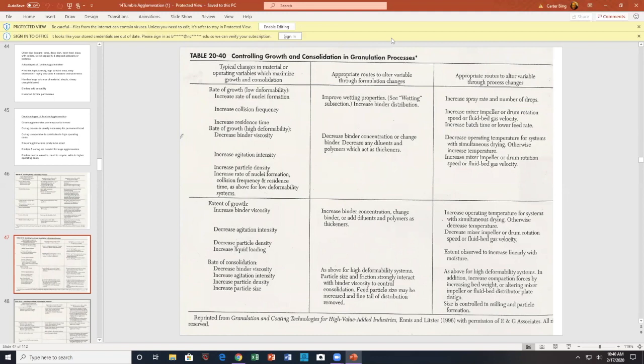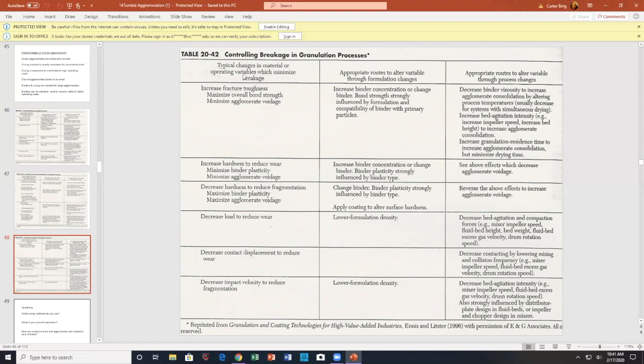we have operating variables which maximize growth and consolidation. I was looking for maximizing growth and consolidation. These are the changes I would make for formulations, right? Formulation changes and process changes. And this one is to minimize breakage. Typical changes to minimize breakage: formulation changes, process changes. So that's a very useful table as a suggestion on how to improve your operations. And all this is coming from this very famous book, Granulation Coating Technology for High Value Added Industries. Anyway, some questions for you if you like.